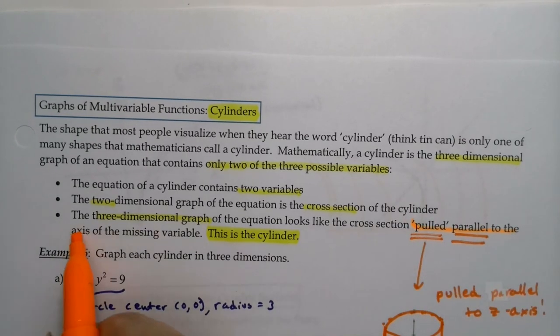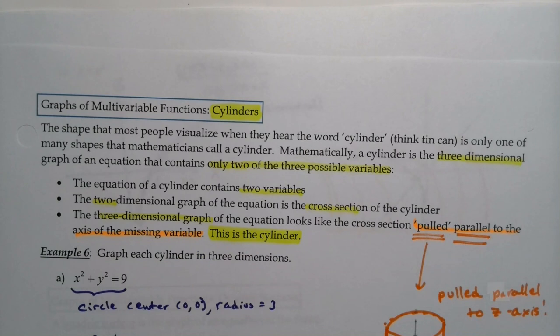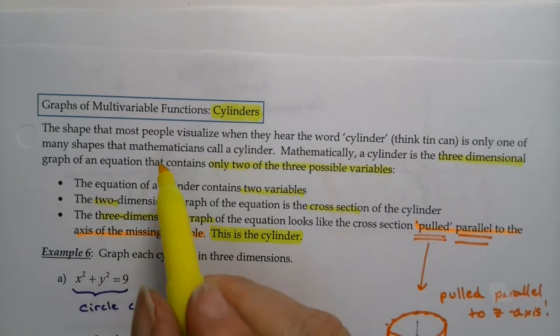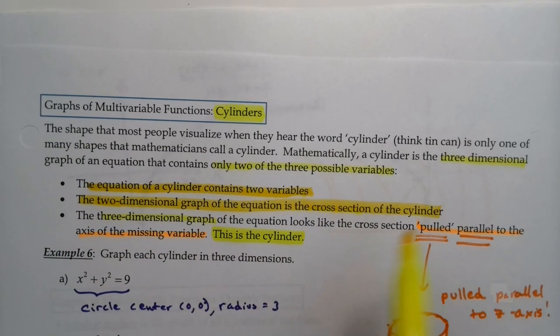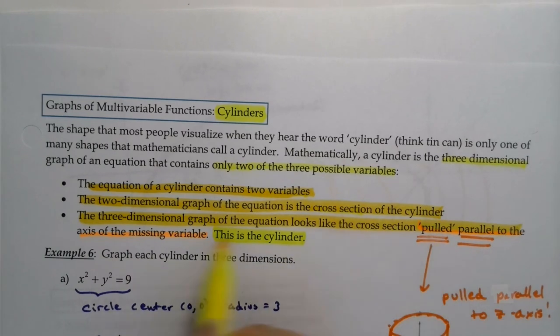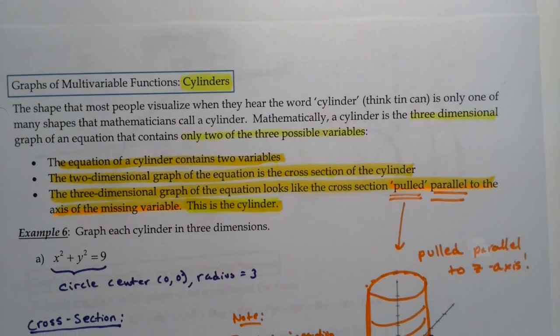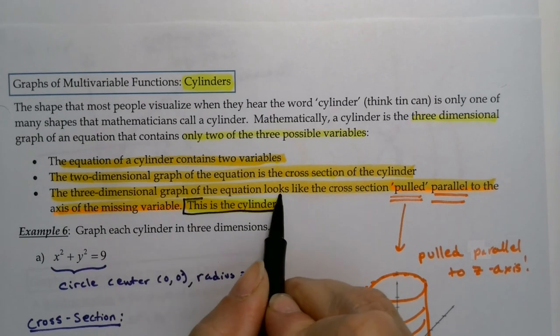And the reason that happens is you have a missing variable, right? So that missing variable is very important. That's what a cylinder is for us. A cylinder has two variables. A 2D graph is a cross section. The 3D graph is pulled in the direction of the missing variable. This is what a cylinder is as far as we are concerned.